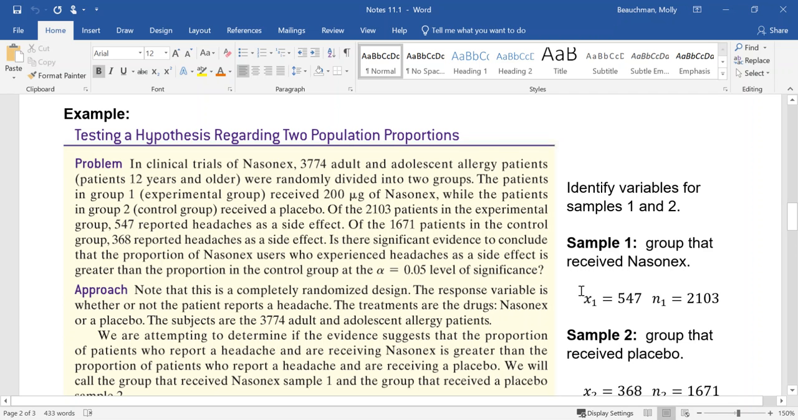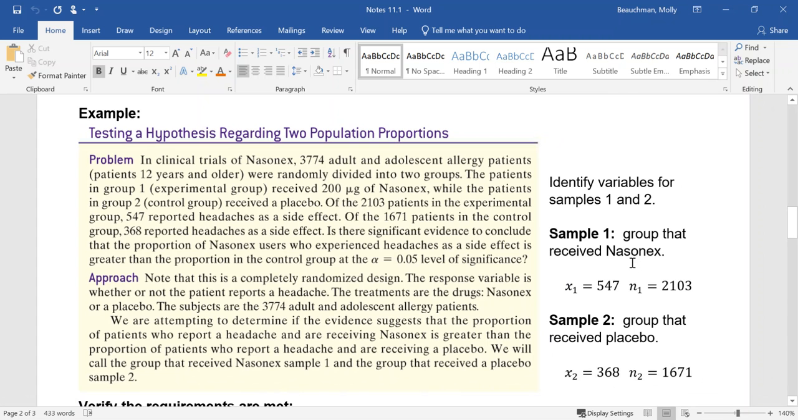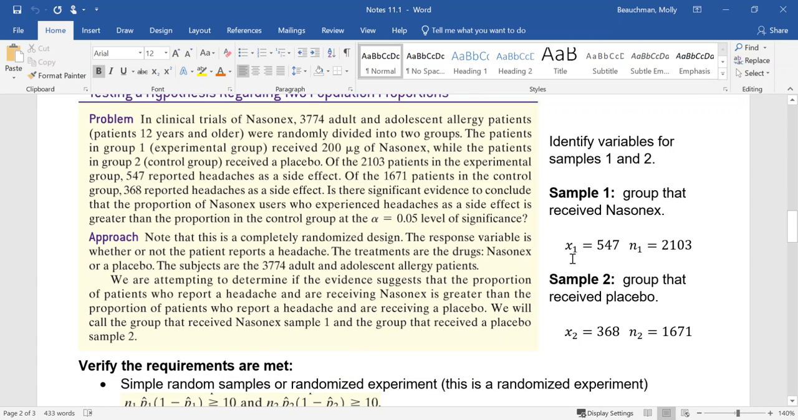What we want to do is identify what our two samples are. We're going to let sample 1 equal the group that received Nasonex. In that sample, your x1 is 547, n1 is 2,103. Sample 2 is going to be the group that received a placebo, so x2 is 368 and n2 is 1,671. The x's refer to the number of people that had a headache. The n refers to the total number in each sample.